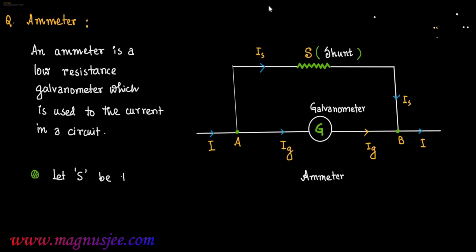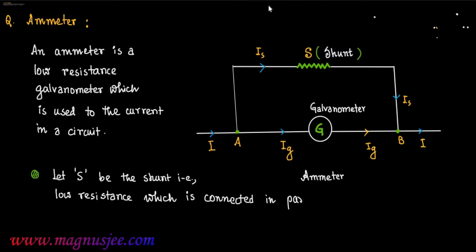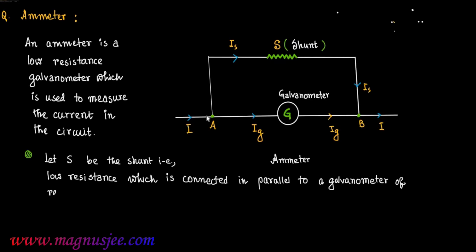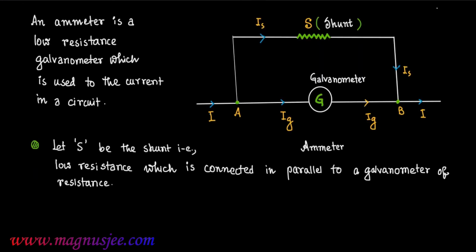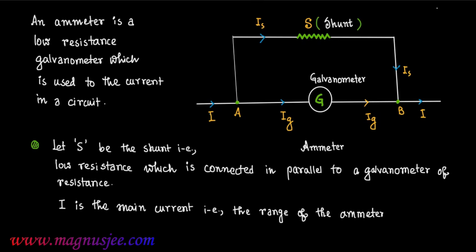Let S be the shunt, that is a low resistance, which is connected in parallel to a galvanometer of resistance capital G. I is the main current. That is the range of the ammeter.